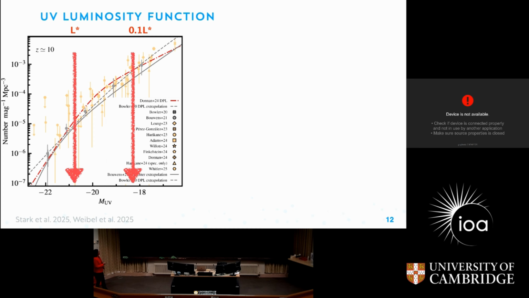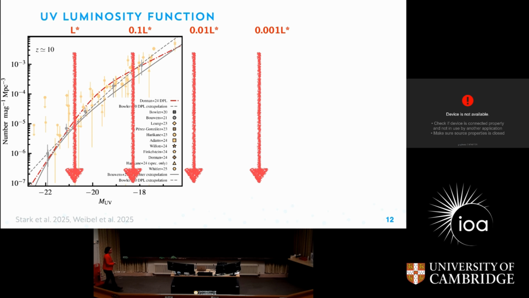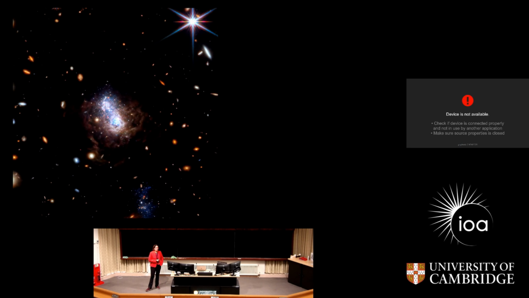But if you look at here, what we are currently observing, so this is again the luminosity function as a function of MUV, we are only seeing galaxies down to 0.1 L star really, but what we really need to do is go all the way down to the 0.001 L star. And so for that, we need gravitational lensing. Because what does gravitational lensing do? So here's an image of Zwicky 18.